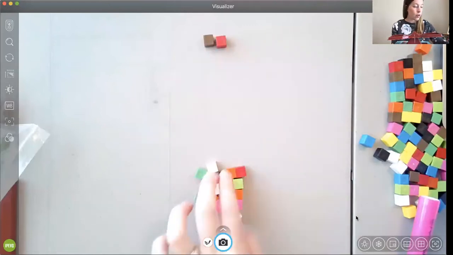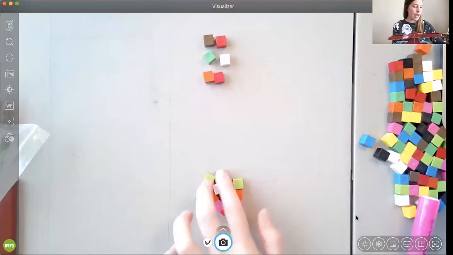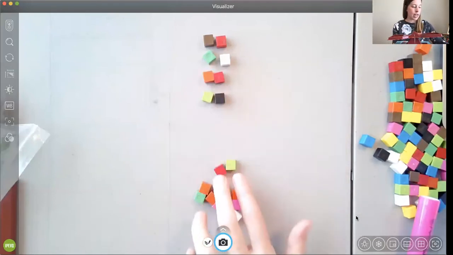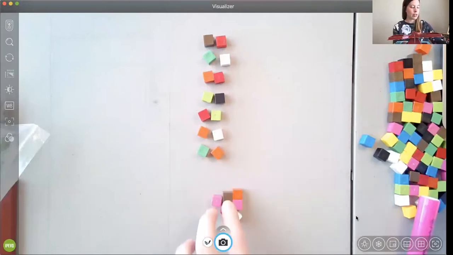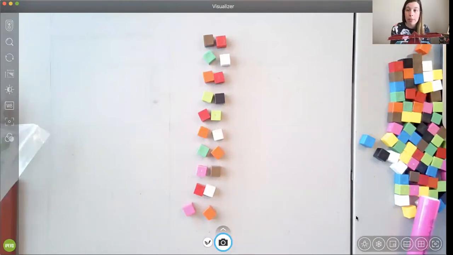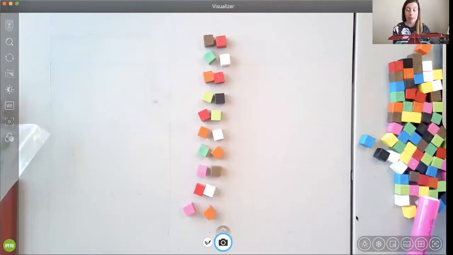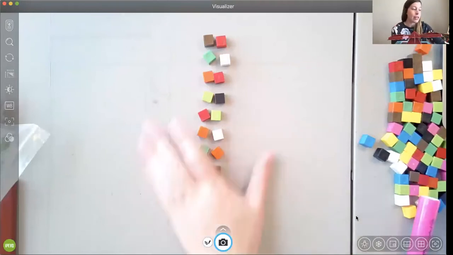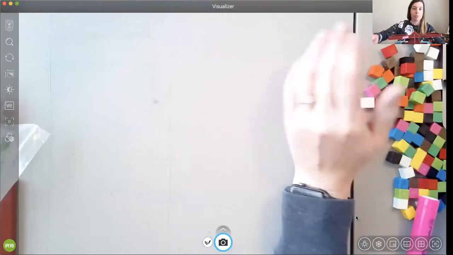2, 4, 6, 8, 10, 12, 14, 16, 18, 20. So even though I'm counting by 2s, I still have 20 cubes in front of me. I'm not skipping, I'm not saying the number, but they're still being accounted for, okay? So keep doing that at home. Keep practicing counting by 2s.